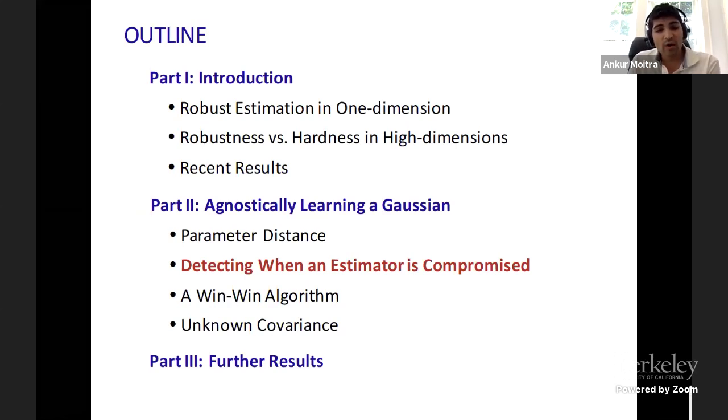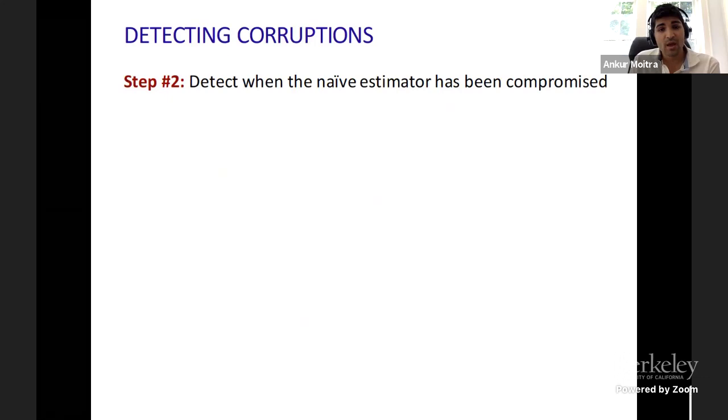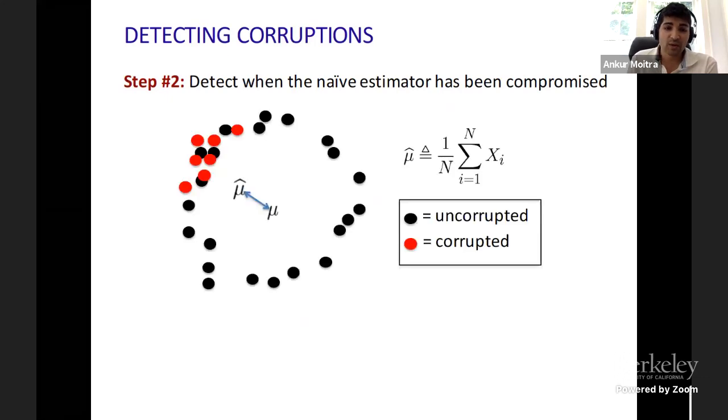So how can we detect when an estimator, a naive one like the empirical mean, has been compromised? Let's think about this problem geometrically. When we have a high dimensional Gaussian with identity covariance, your distribution looks like a high dimensional spherical ball. All of the distribution is concentrated on a thin spherical shell of a ball of radius root d, and the center of that ball is at mu.